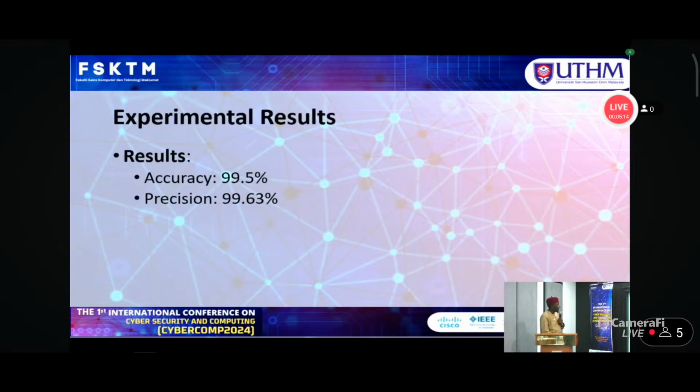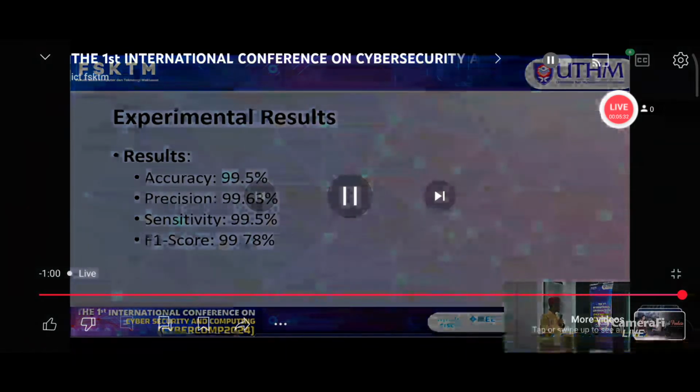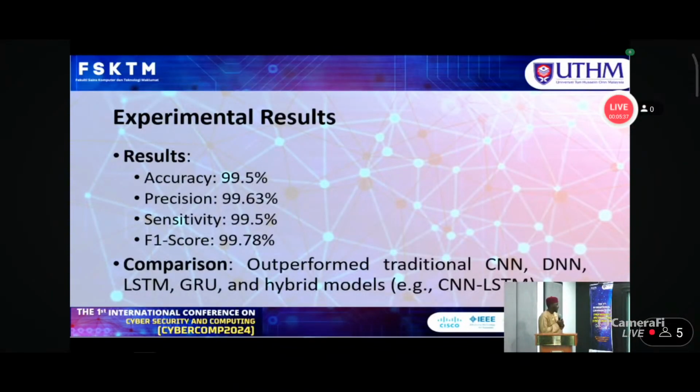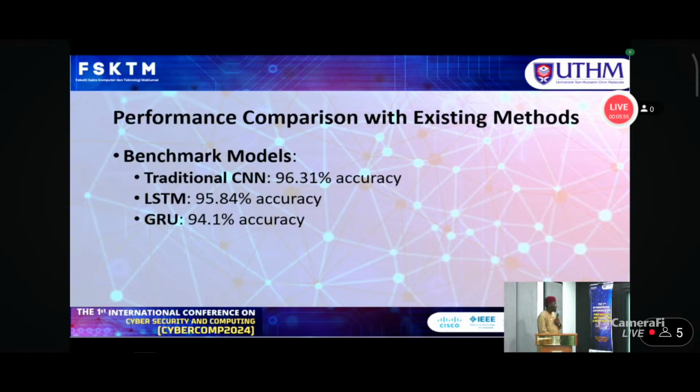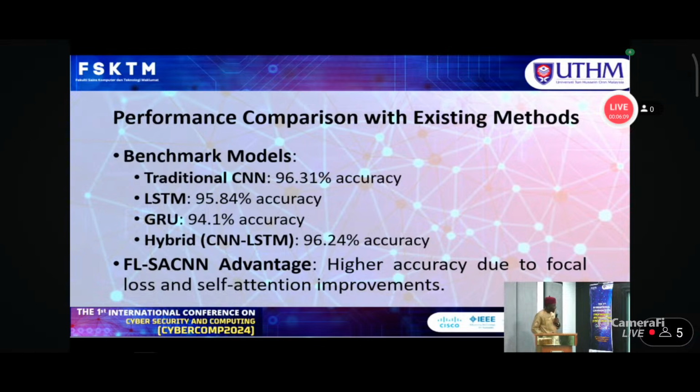This is our result. We were able to achieve 99.5% for accuracy, precision 99.63%, sensitivity 99.5%. The F1 score was 99.78%. Then we compared our results with other deep learning methods. The traditional CNN was able to have 96.31% accuracy. The LSTM was able to have 95.84% accuracy. So the focal loss self-attention CNN has a higher result due to the focal loss and the self-attention improvements we had on them.